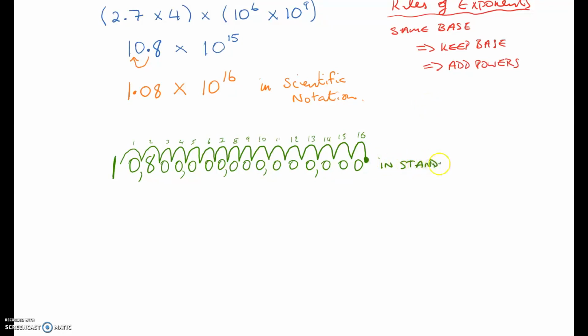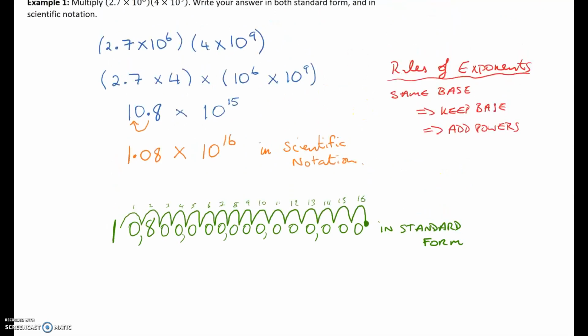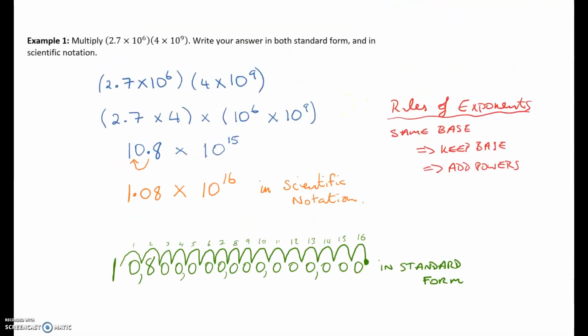Now, rewriting it in standard form is a little bit difficult. But remember, getting to our original answer, 10.8 by 10 to the 15, or even 1.08 by 10 to the 16, was easy, and it makes it a nice, easy way to multiply really, really big numbers. You can see just how big when you look at the final answer. Okay, thank you.